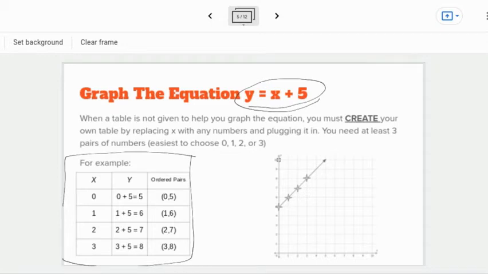So easy ones to choose are just simple numbers. We talk about that. Don't choose x is 20. Well, 20 is not going to fit on my chart. Just choose easy numbers. So in this case, they chose a 0. I plug a 0 in right here, plus 5. 0 plus 5 is 5. So my ordered pair is 0, 5. Plug in a 1. Okay, 1 plus 5 is 6. And you can see what happens here. And then you can graph it. Okay, so we're going to try some that are like that.